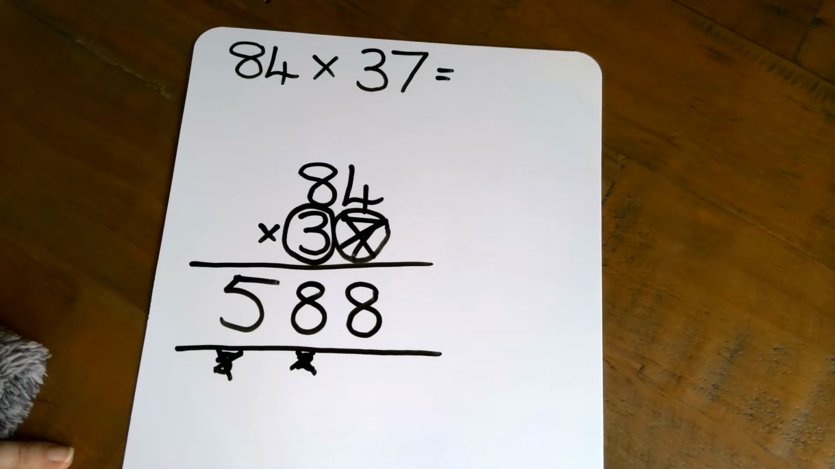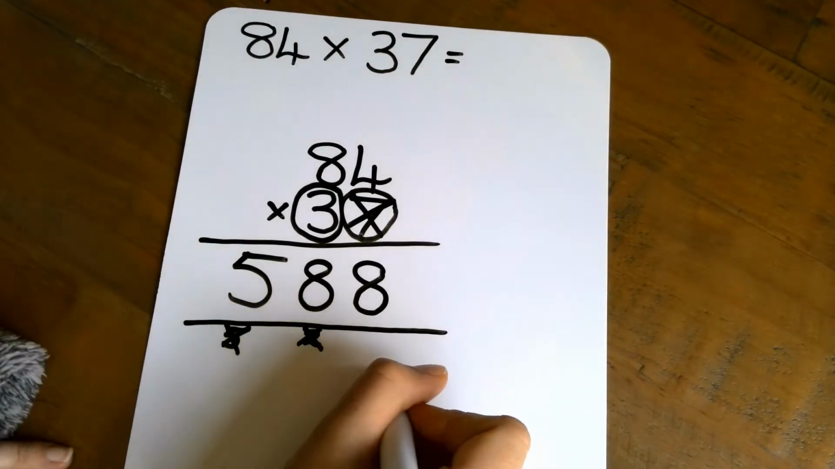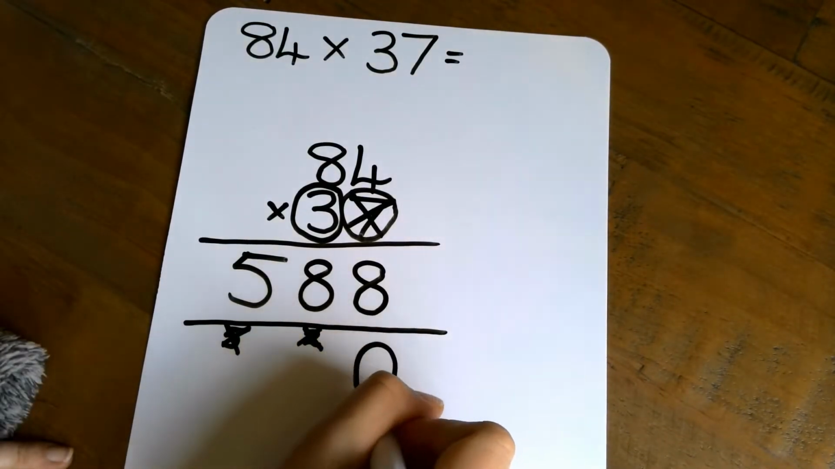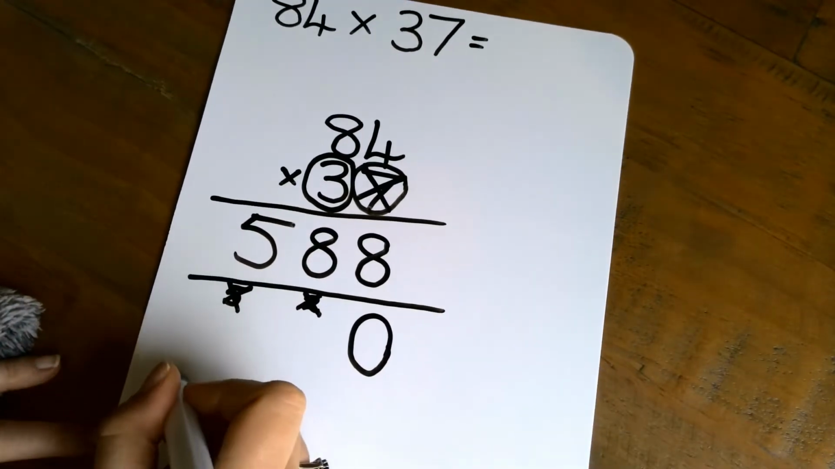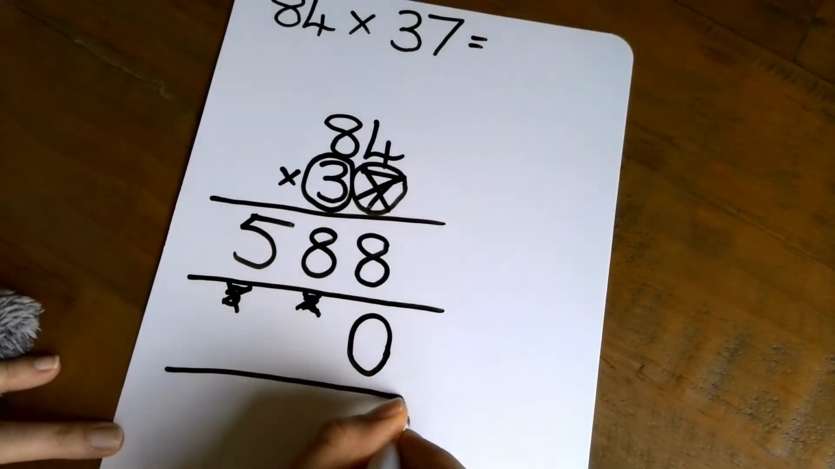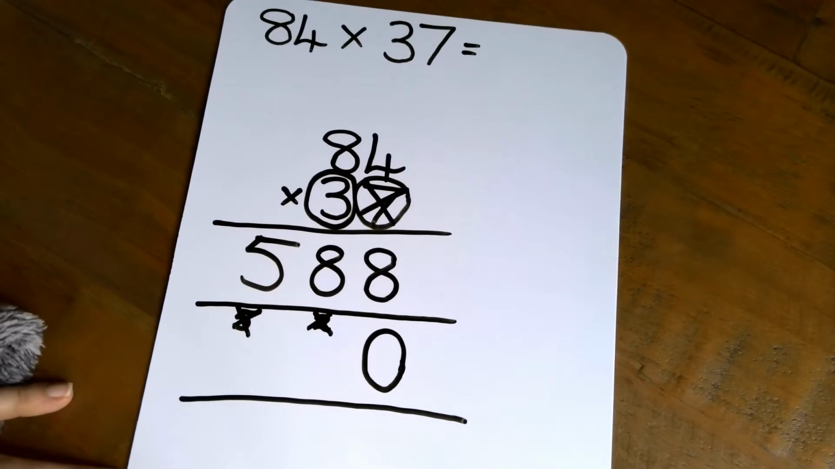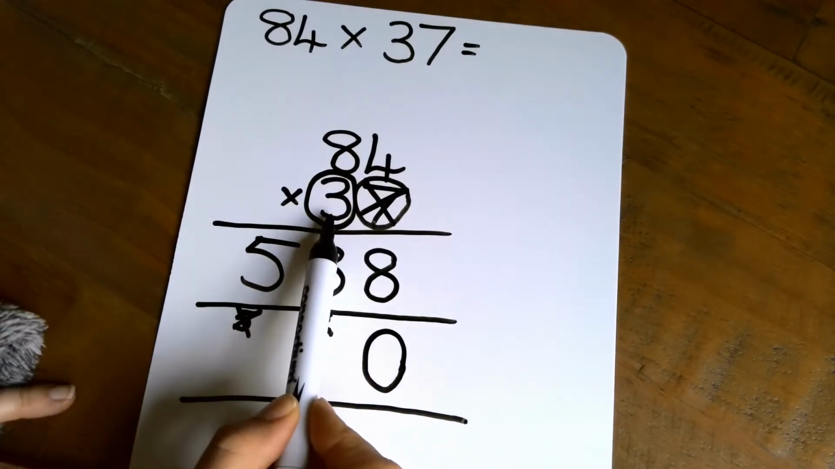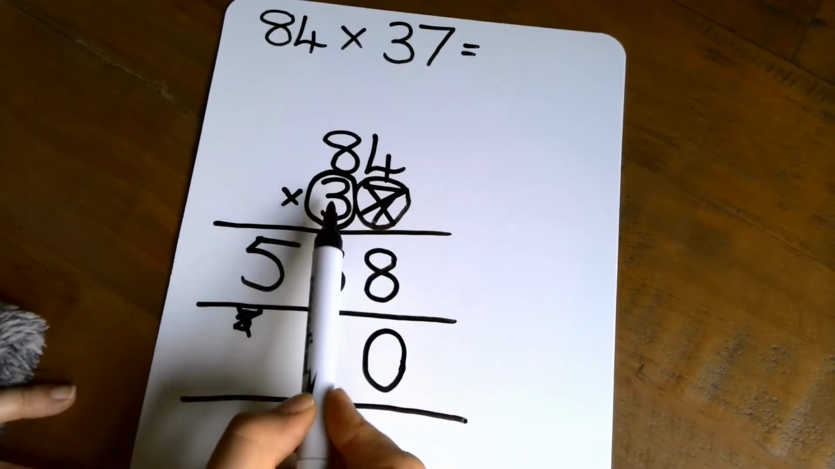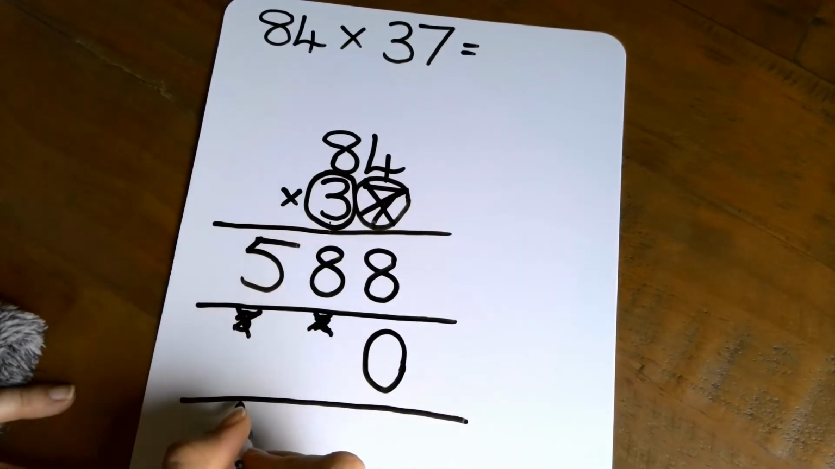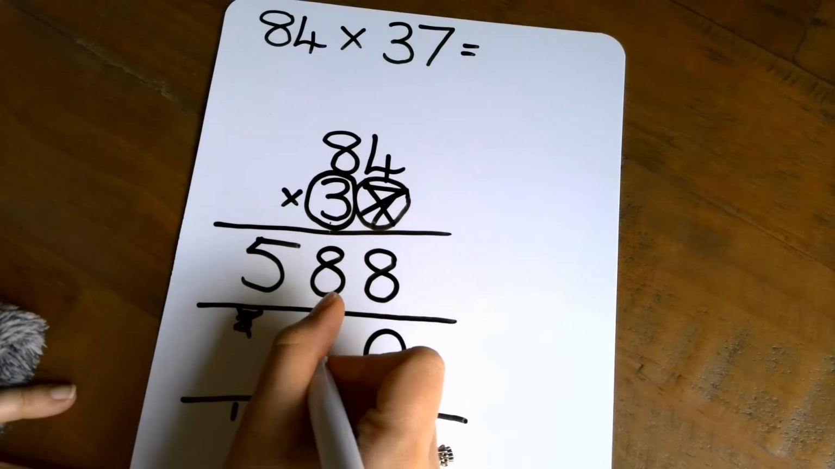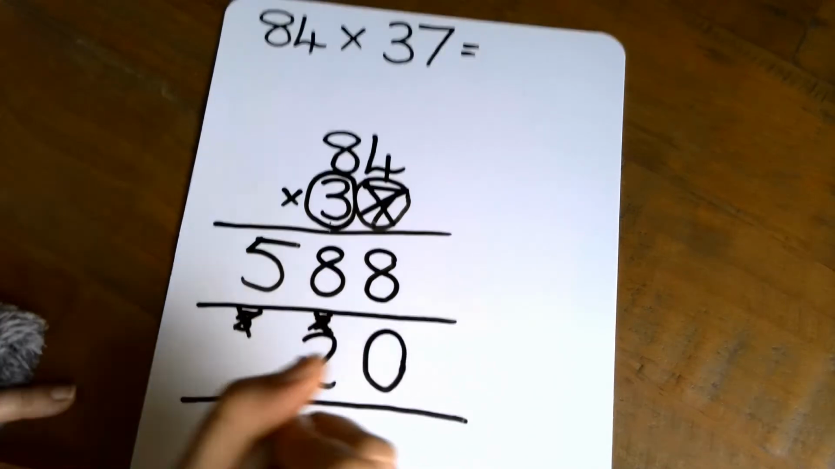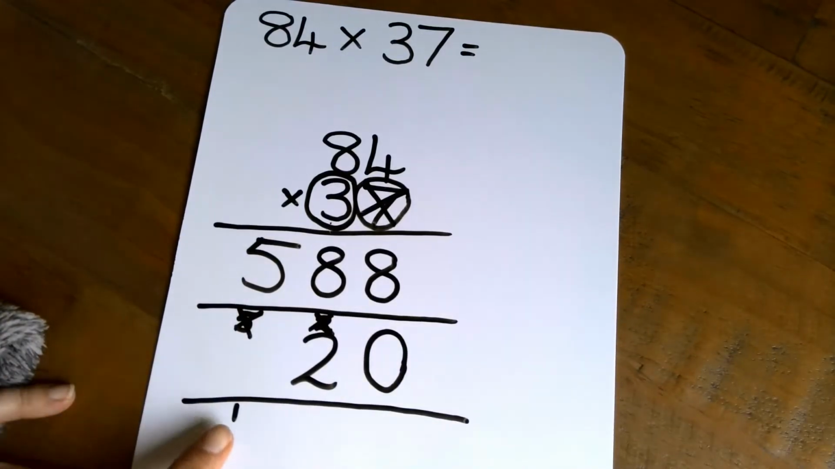Because I'm multiplying by a 10, I'm going to put one placeholder in here. Four times 3 is 12. What I'm really doing is 4 times 30, which is 120. Got my 1 carried into the hundreds column.